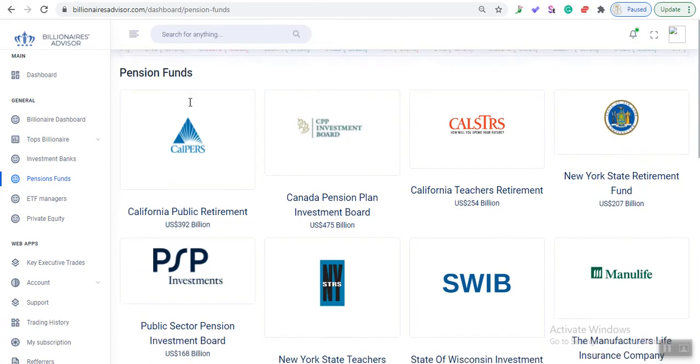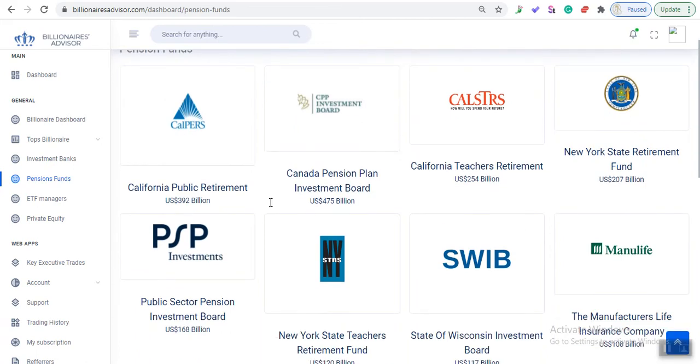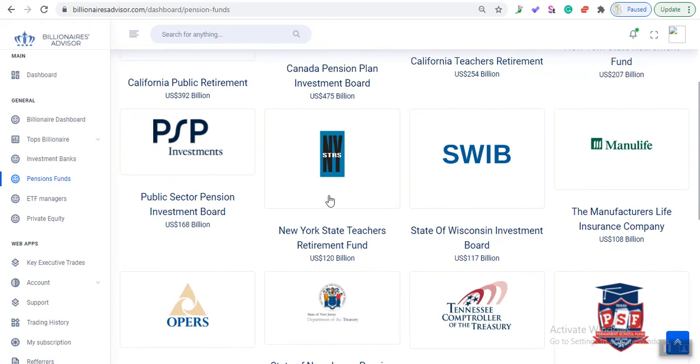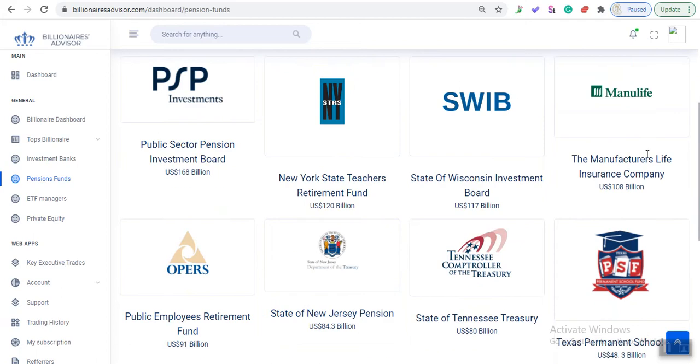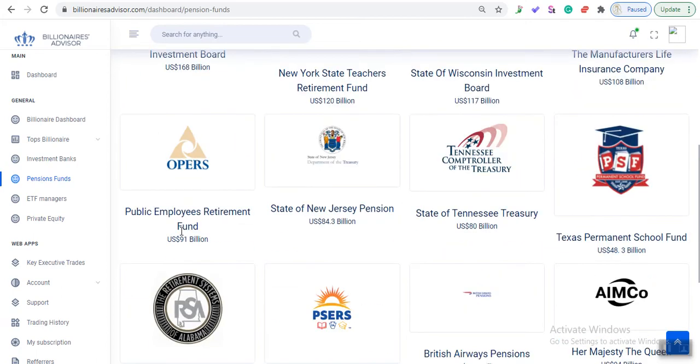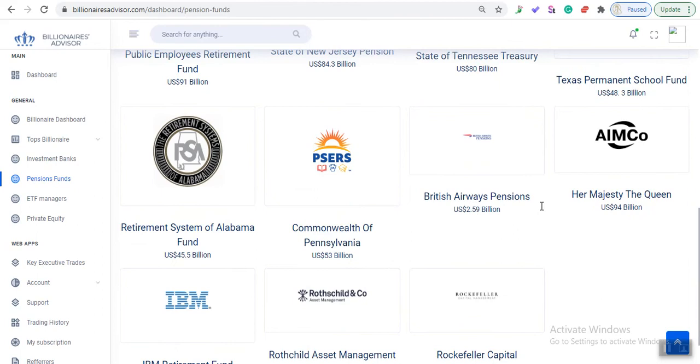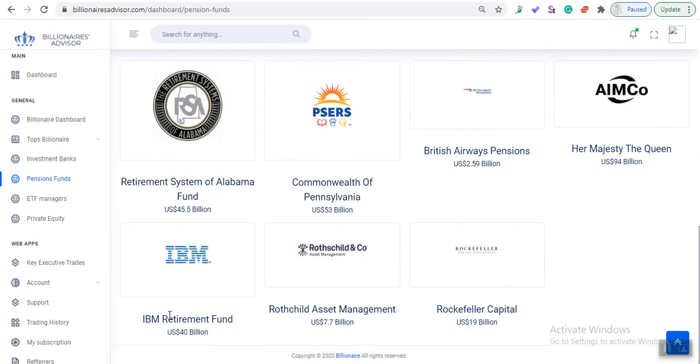Same principle applies. We start with the largest based on asset. Of course, you see 392 and 475. This is in Canadian. That's why this is 475. So let's start with Canadian Pension Plan, California retirement, New York State retirement, public sector pension investment board, New York State teachers retirement fund, the Manufacturers Life Insurance, public employees, etc., Her Majesty the Queen, IBM, Rothschild, and Rockefeller.